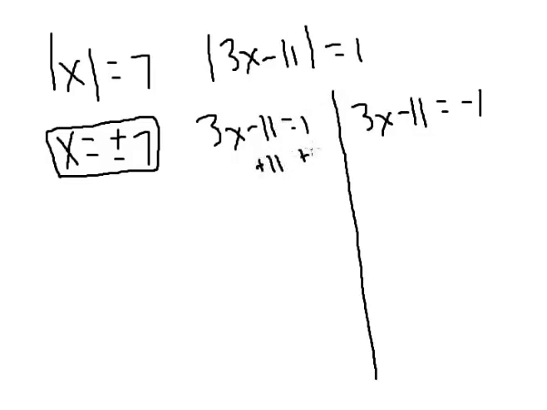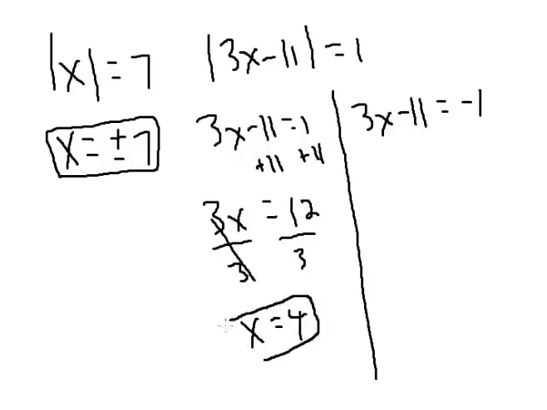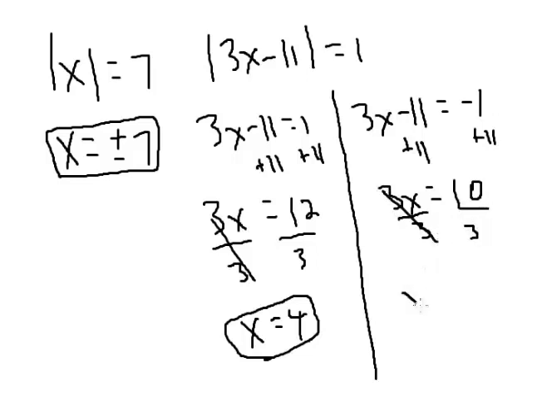Add 11 over here to isolate the x. We still have 3x. 1 plus 11 is, of course, 12. Further isolate the x by dividing by 3. x equals 12 divided by 3, which is 4. Now, let's try this side. You'd have to add 11 again. 3x equals negative 1 plus 11, which is positive 10. Divide each side by 3 to isolate x, and you have x equals 10/3. You can change that into 2 2/3 if you like, or you can just leave it as 10/3.